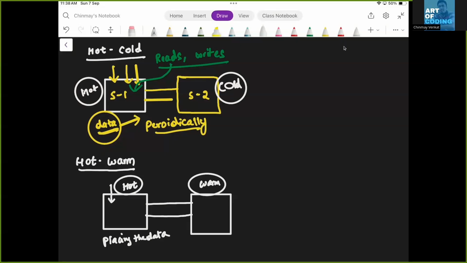In this architecture, reads and writes will happen on the hot server, and on the warm server, writes will happen. If a write happens, after a little bit of small delay, it will be replicated here.